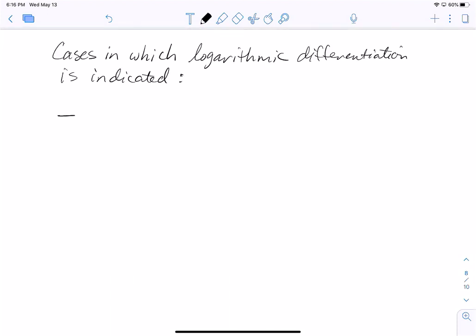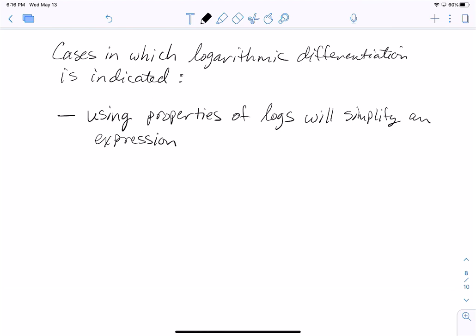So when do we know to use logarithmic differentiation? Logarithmic differentiation is indicated when using properties of logarithms will simplify an expression or simplify the differentiation. And then what we just saw is if we have a variable base with a variable exponent, then we're going to want to apply logs to both sides.